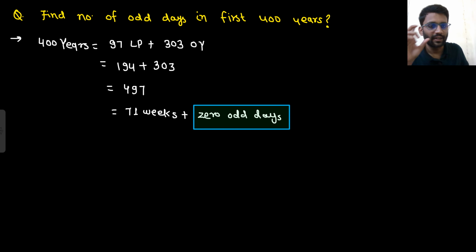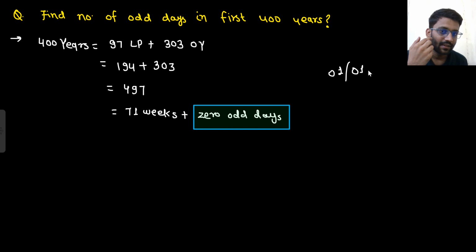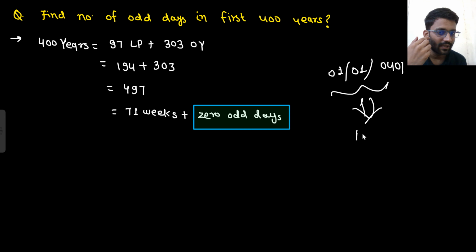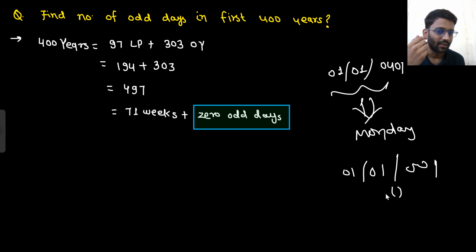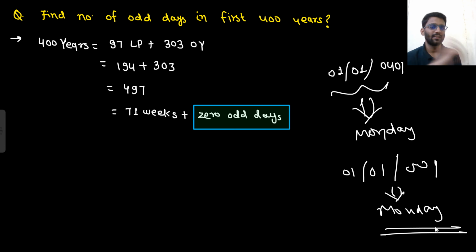So, in 400 years, the calendar gets reset. That again, on 1st Jan 401, what would that be? That would be Monday. Same as what? 1st Jan, year 1. So, it was also Monday. So, in every 400 years, the calendar gets reset. Did you understand this point or not?